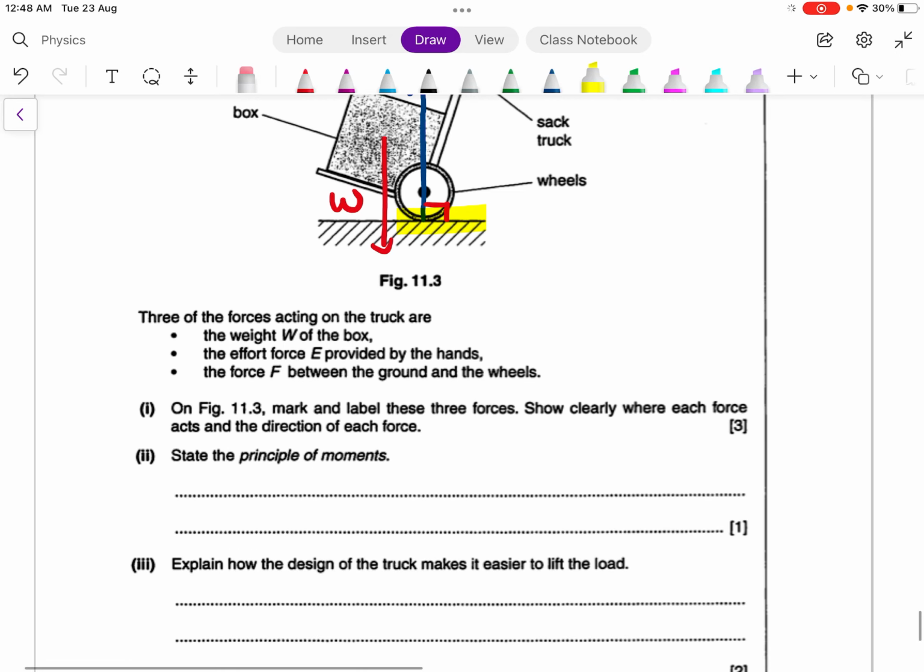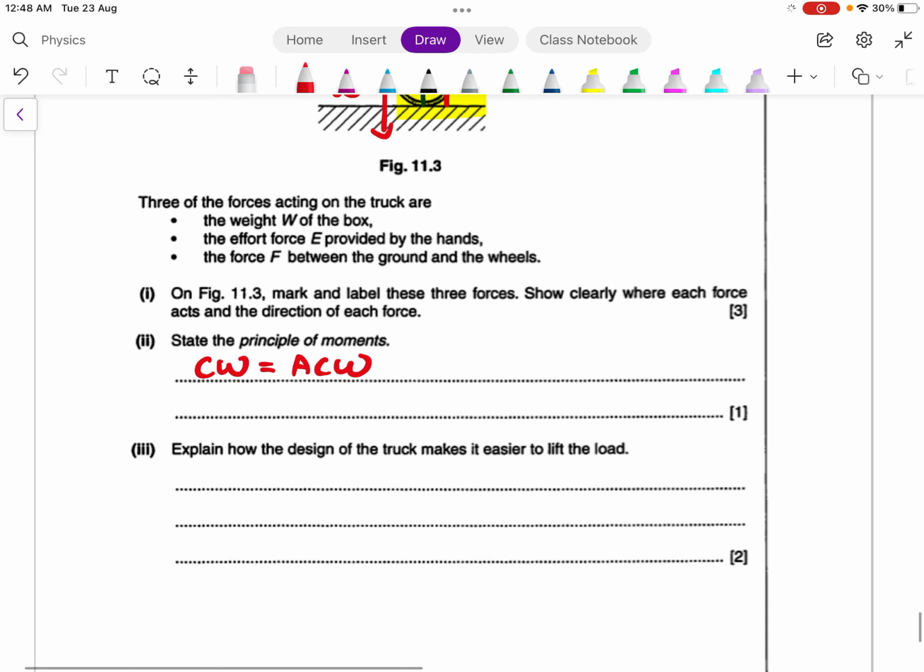Okay, so of course take the principle of moment. This one is just pure definition. You just have to memorize it and just write down. So the principle of moment says that the clockwise moment is equal to the anti-clockwise moment. Right? Okay, part 3, explain how the design of the truck makes it easier to lift the load. So this is 2 marks.